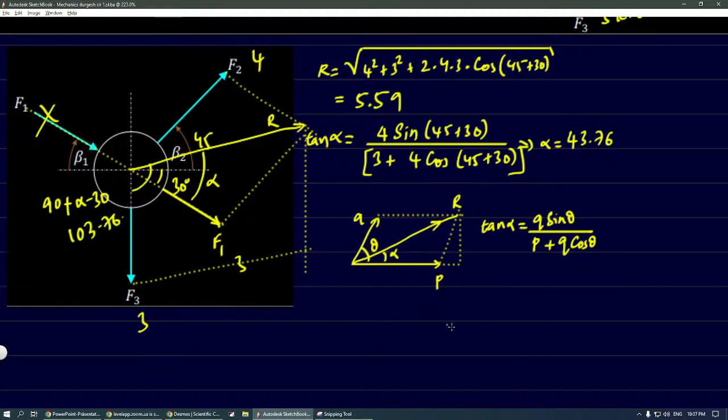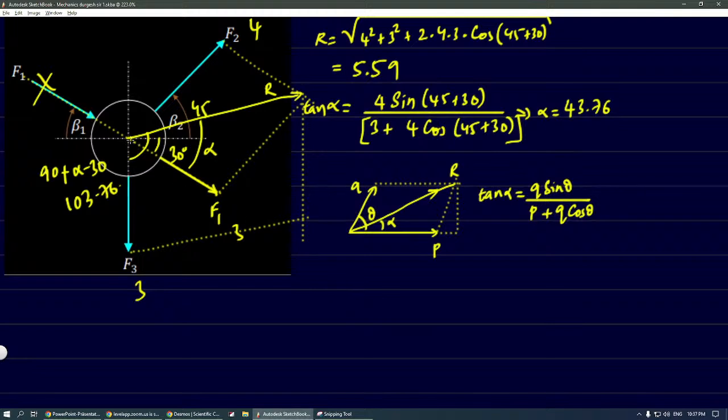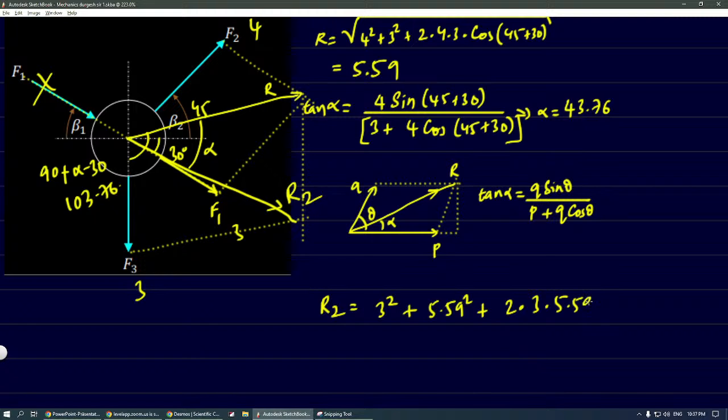Now we need to use this angle. One more resultant you will get. This is the final resultant. Let us call it R2. R2 will be equal to root of F3 squared plus resultant squared, where resultant is 5.59. So 3 squared plus 5.59 squared plus 2 times 3 times 5.59 into cos 103.76. This entire thing taken the root.